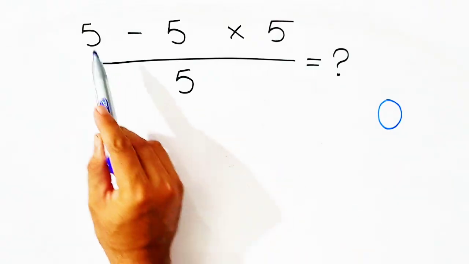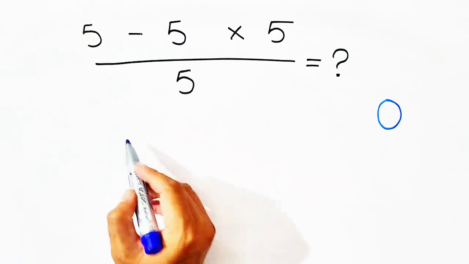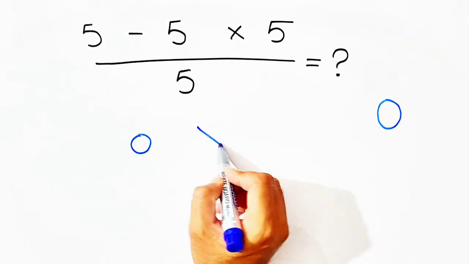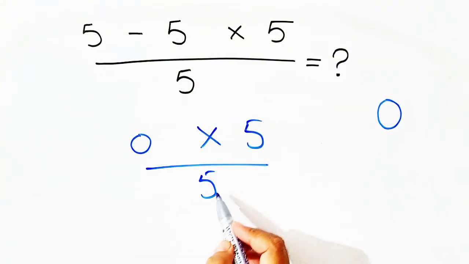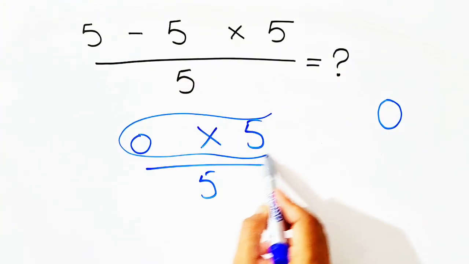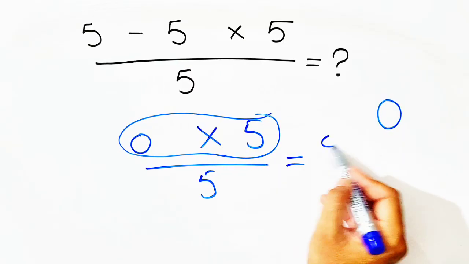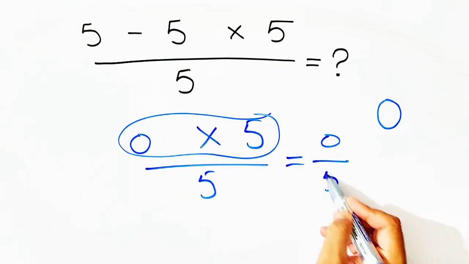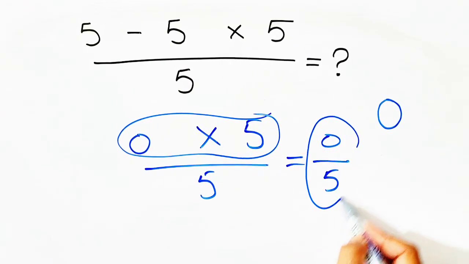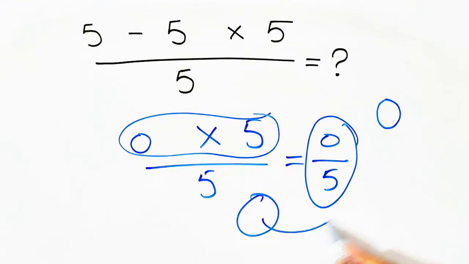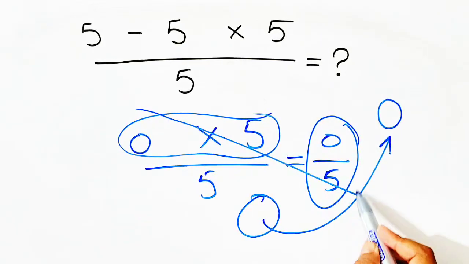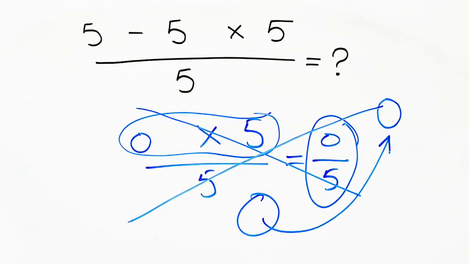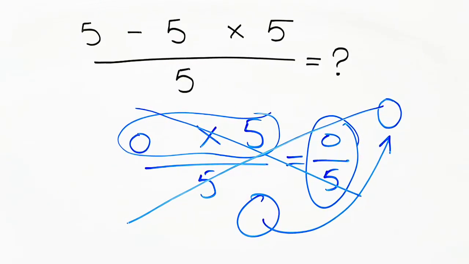How do they get 0? Because 5 minus 5 is 0, times 5 over 5. Now what will be its answer? Obviously it is 0 over 5. Now 0 over 5 is 0. But I have told you that 0 is not the correct answer. It means all this is incorrect.